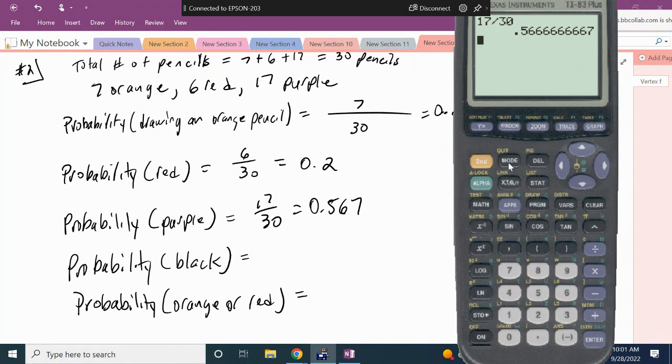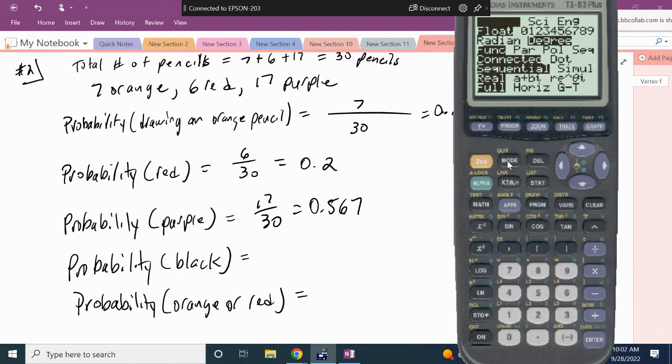If I were to go into mode, and for this second line where you see float, float means that it's going to list out all of the decimals as far as how many digits the calculator can store. But if you want to specifically, let's say, round to 3 decimal places, I can actually go over and change that to a 3. If you want to round to 4 decimal places, you can put it at 4.